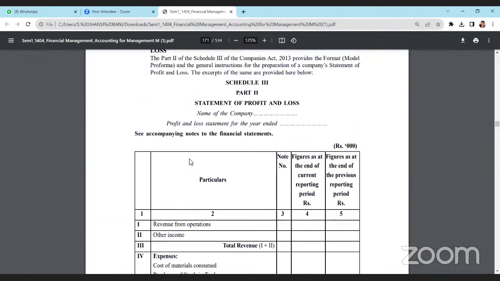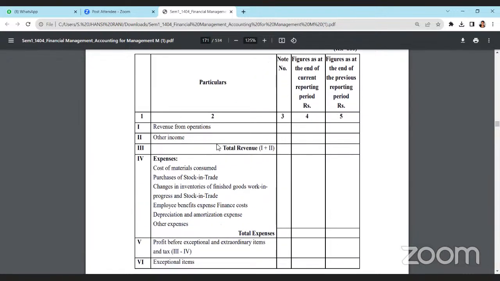So this is the profit and loss account as per the company's format. Actually, in the earlier class, we studied the profit and loss account in the form of a T-shape, with debit and credit sides: opening stock, closing stock, sales, purchases. But here the format is totally different, though the same meaning comes over here. The first one is revenue from operations, whatever you sell, and other incomes. Any income that we are getting, we'll write here. Next, we have total revenue, 1 plus 2.